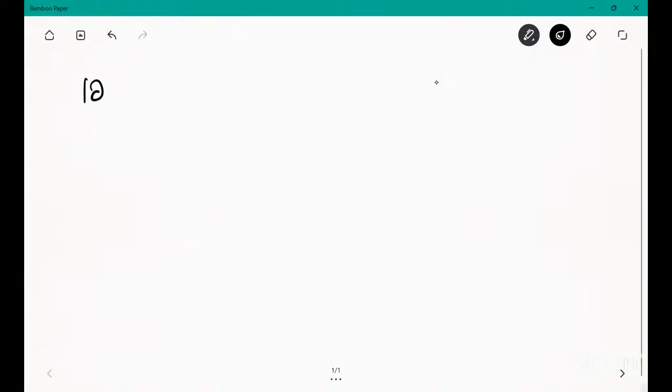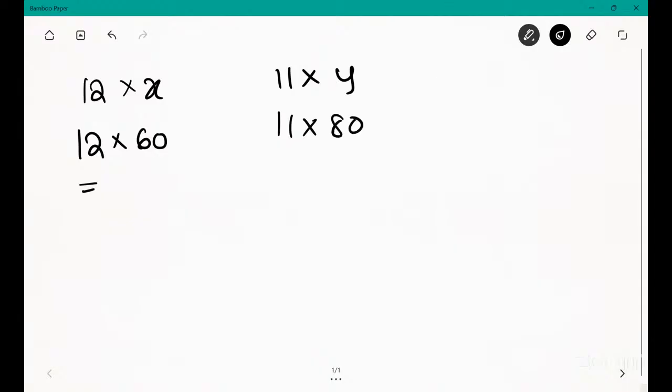So we purchased 12 white flowers and 11 red flowers. So 12 into x, we got it as 60, and 11 into y, we got it as 80. So 12 into 6 gives us 72, so we add the 0, 720. And 11 into 8 is 88, so 80 and put the 0, 880. So this is the total spent.